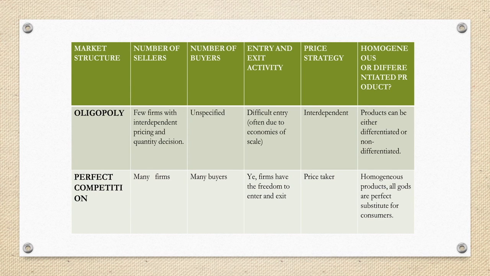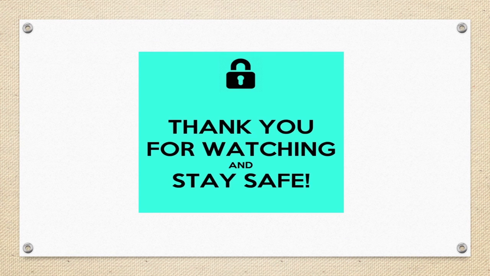Let's sum up what we have learned so far. So, we learned about two market structures, oligopoly and perfect competition. These structures are separated based on different characteristics and behavior. That is, number of sellers, number of buyers, entry and exit activity, price strategy, and whether the product is homogeneous or differentiated, as you all can look at the table.